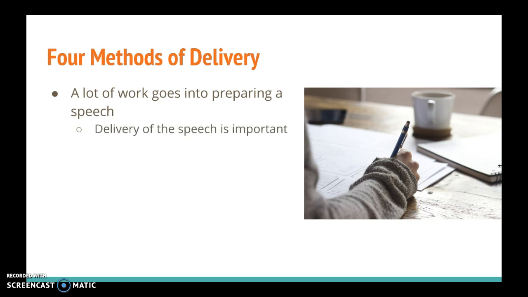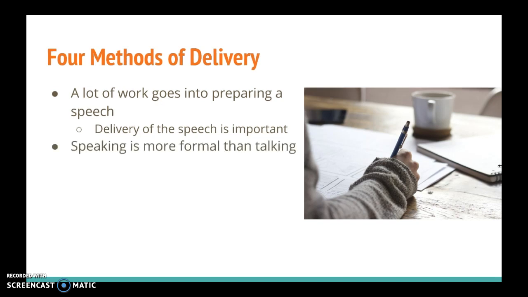And we can also see that delivery of your speech is actually going to be very important, if not one of the most important aspects of your speech, because you can do all of the work of preparing your speech and making sure that you have all of the sources, but if your delivery isn't there, no one's going to listen to your message anyway. So delivery is a really, really important part of this whole process.